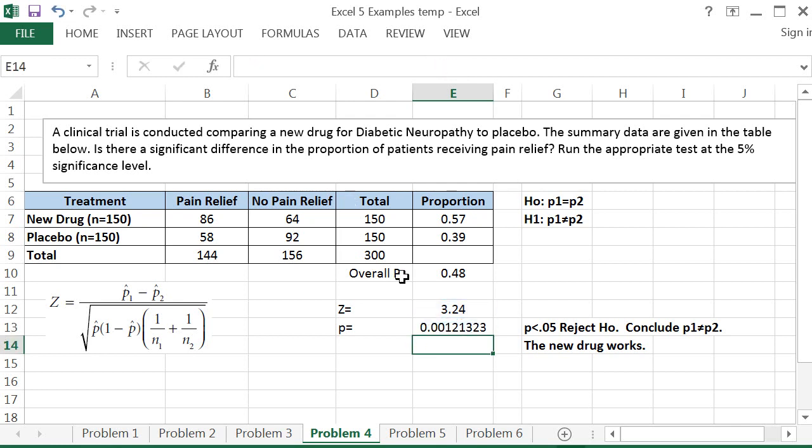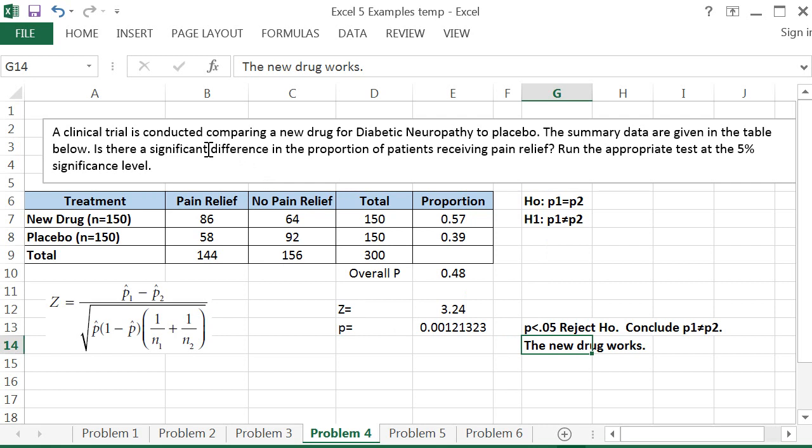So that gave me my p-value, and we notice that p-value is small, p is less than 0.05, so we are indeed going to reject the null hypothesis and conclude that the two proportions are not equal, and so it looks like this new drug is working. So you want to do the same thing for your problem. You'll have different numbers, but you should be able to use my table and my formulas as a template.